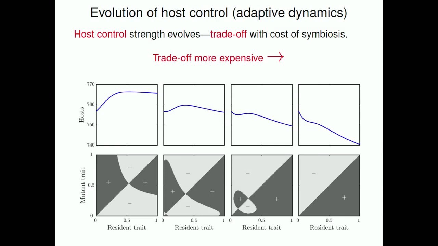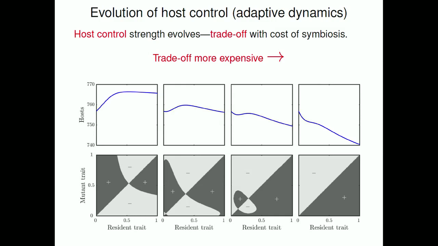But if a mutant comes along with a lower level of host control, it can't invade, so we revert back to the original resident trait. And so if the trade-off isn't too bad, then we have this evolutionary stable state here, which corresponds to a maximum in the host population.